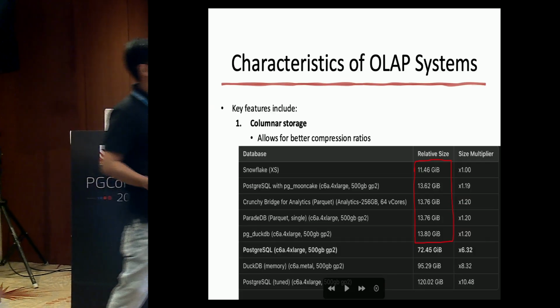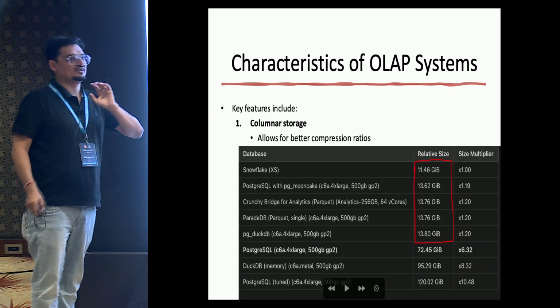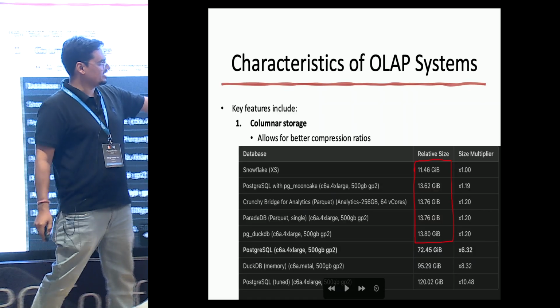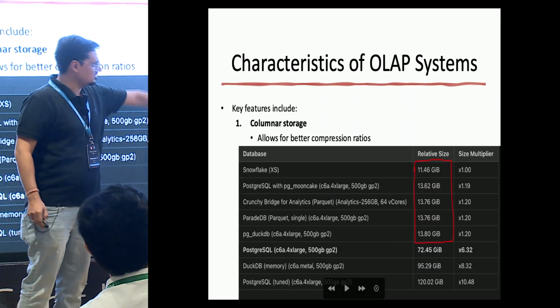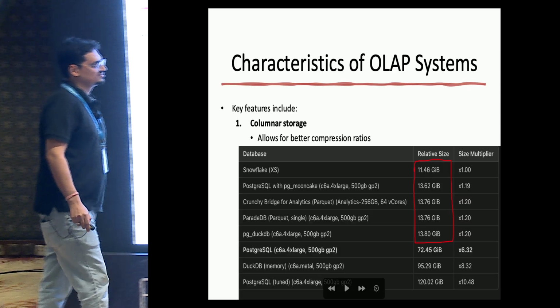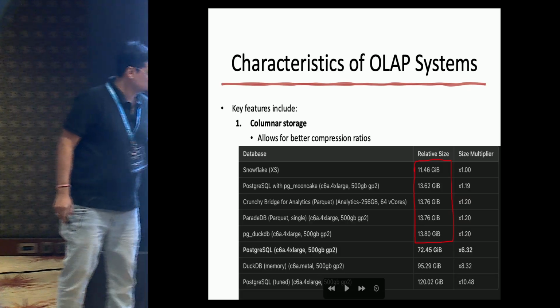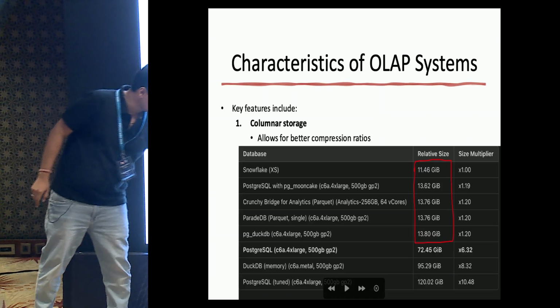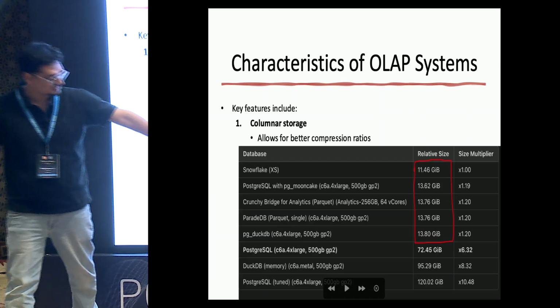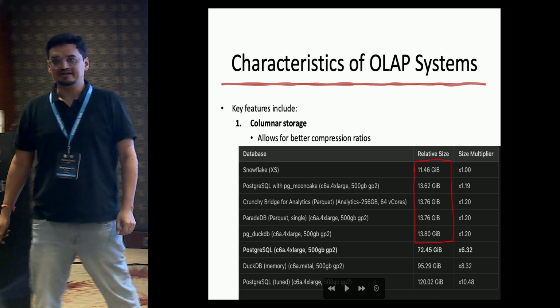So now that was just columnar file representation. We talk of the databases. These are all columnar databases in the red box. 13 to 14 GB mostly. Postgres is 72 GB. Postgres tuned with all the indexes, everything is around 120 GB.